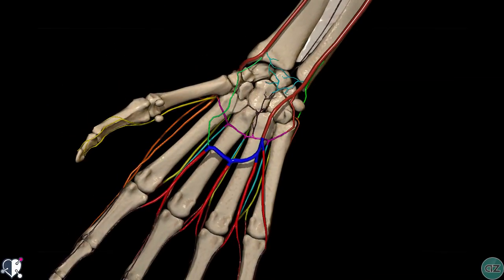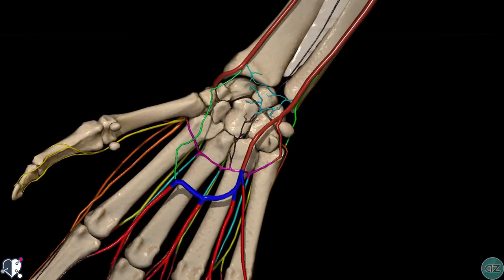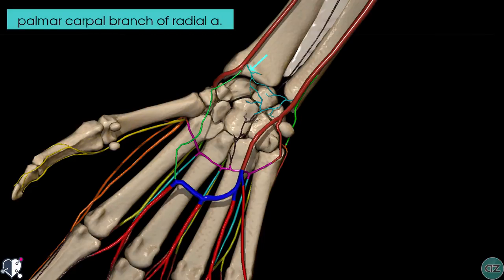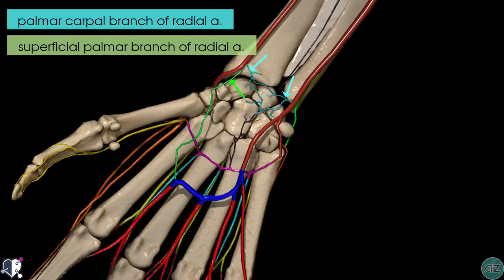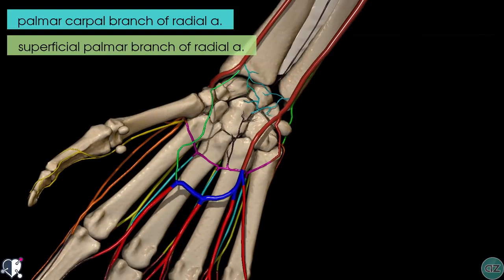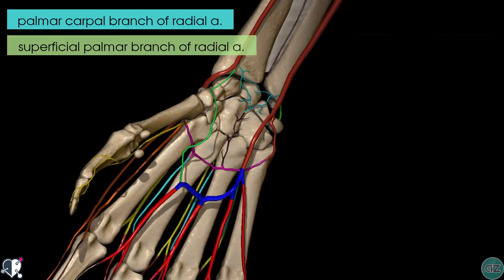Now, coming on to the distal branches of the radial artery. In light blue, we've already seen this branch, the palmar carpal branch of the radial artery, anastomosing with the palmar carpal branch of the ulnar artery. And then in green, we've seen how the superficial palmar branch of the radial artery anastomoses with the ulnar artery to form the superficial palmar arch. So this superficial palmar branch of the radial artery arises just before the radial artery curves round to enter onto the dorsal surface of the hand.